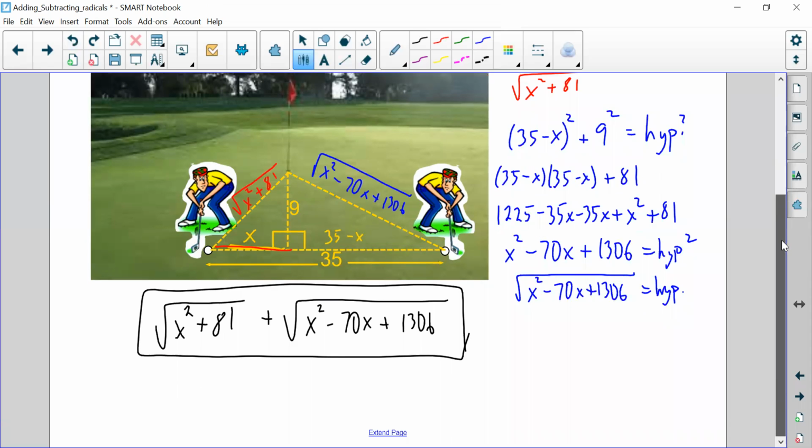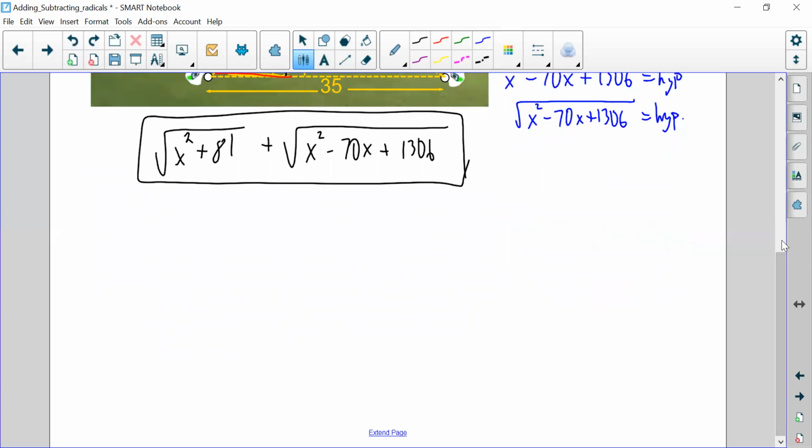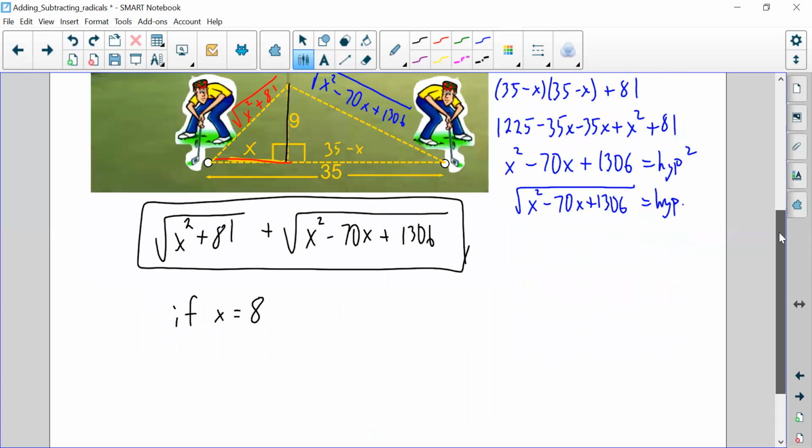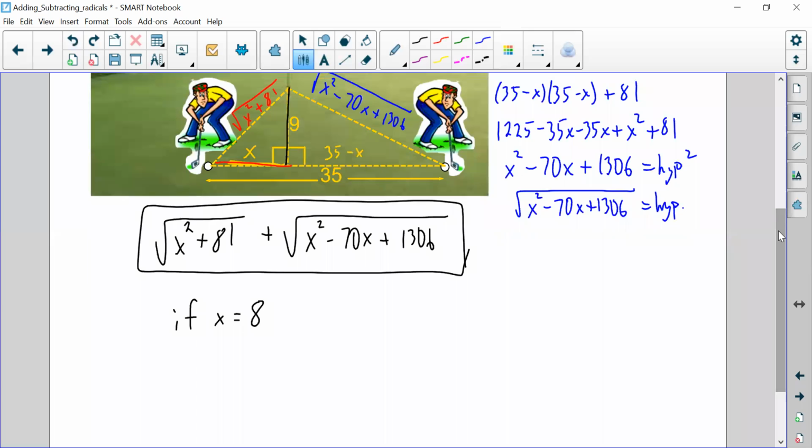Now, let's use that. What if this golfer right here was, let's say, 8 feet away from that line? In other words, what if x equaled 8? There's nothing special about 8. I just want to practice using this expression. This expression up here that I put in a box, that's the total distance, the distance that both balls would travel. One ball's distance plus the other ball's distance. And I want to know, what is that distance exactly if x equals 8?